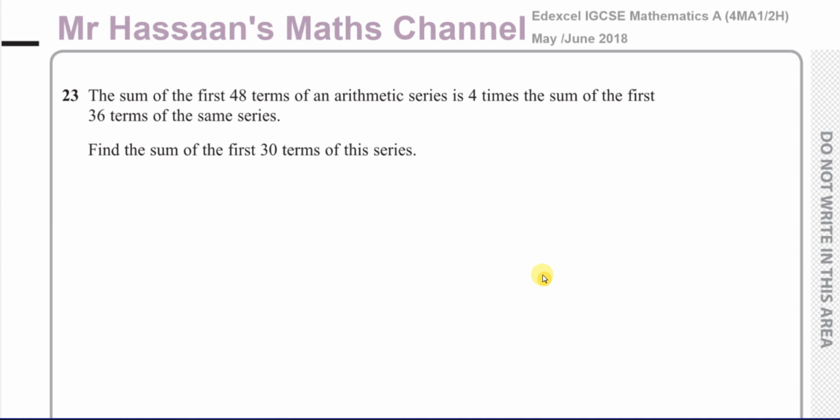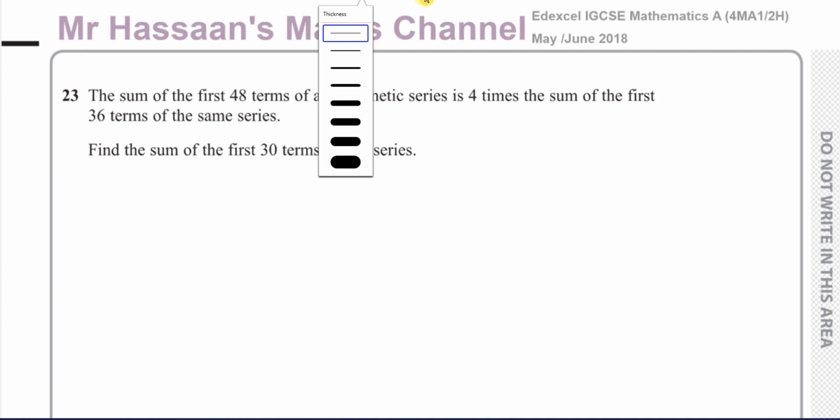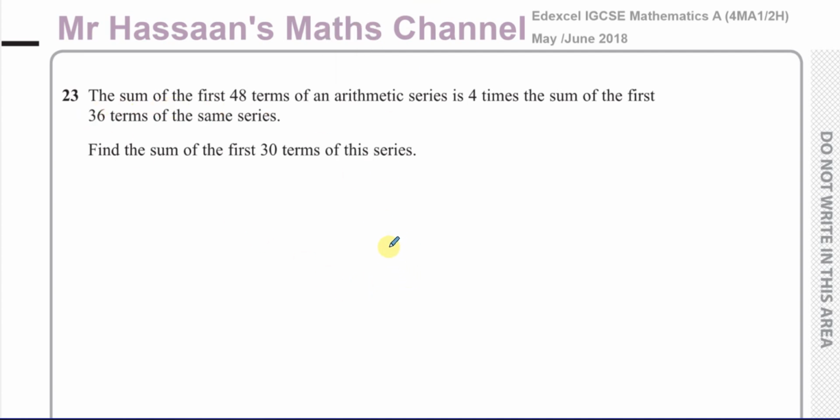I'm now answering question number 23 from the May-June 2018 Edexcel IGCSE paper, syllabus A, paper 2 Higher 2H. This question is about arithmetic series. We're told that the sum of the first 28 terms of an arithmetic series is 4 times the sum of the first 36 terms of the same series. Find the sum of the first 30 terms of this series.